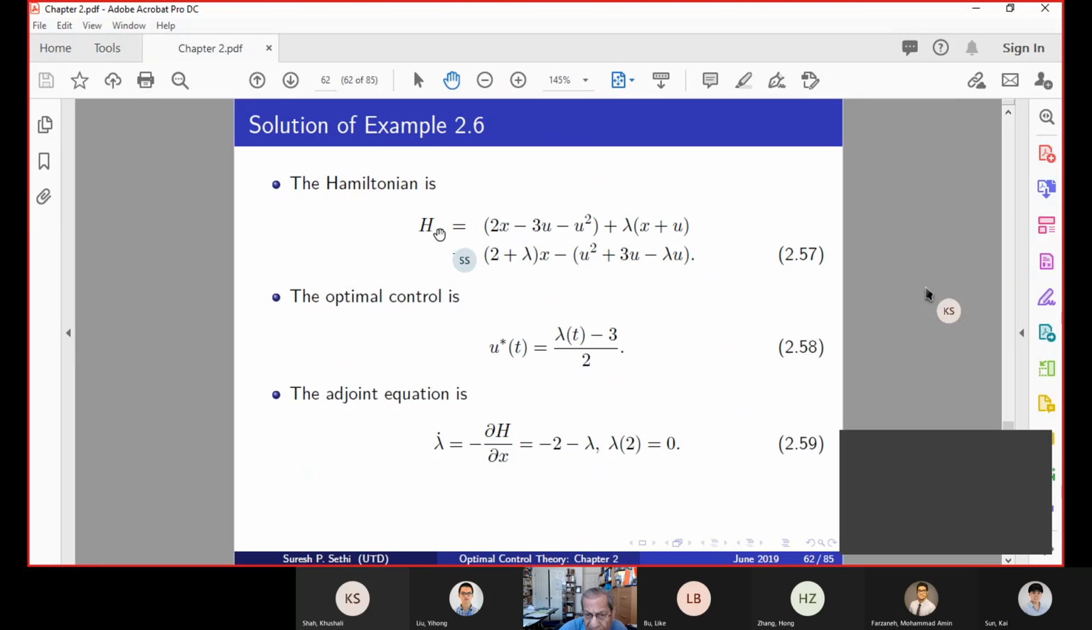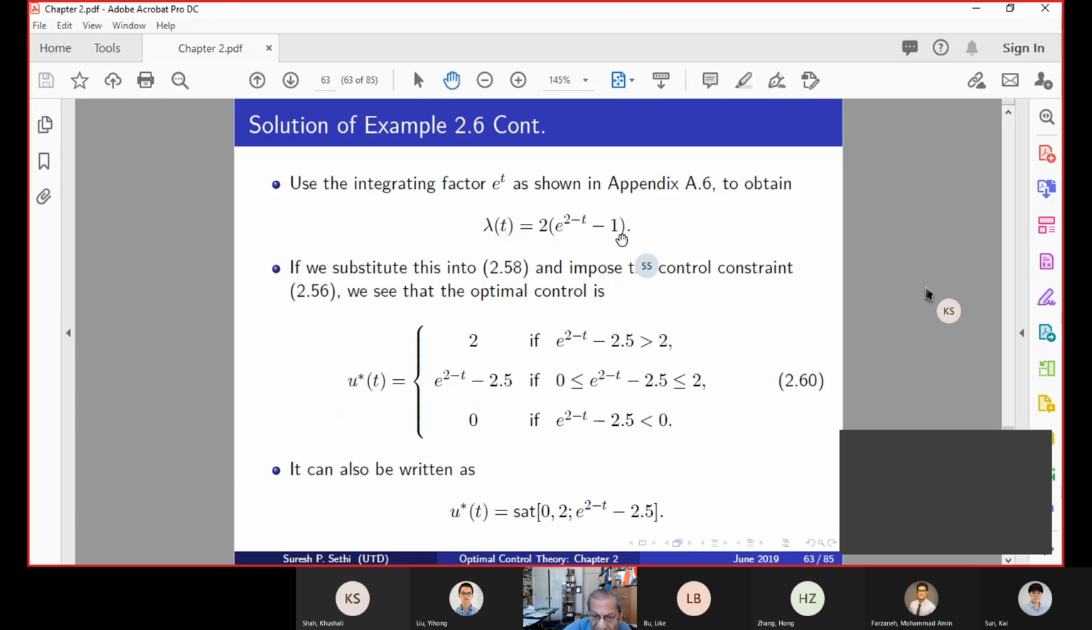So the Hamiltonian is given by this, and this is given by that. So the optimal control then is maximizing this. I take the derivative of that with respect to u, set it equal to 0, and I get this. So I can maximize this Hamiltonian by the first order condition, dH/du equal to 0. Once I get this, the adjoint equation is this one, which I can solve because it doesn't involve x. So I can solve this equation directly, and I have this solution.